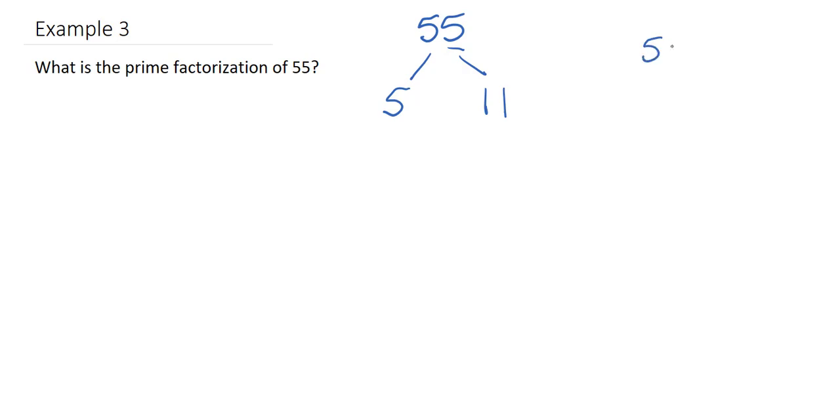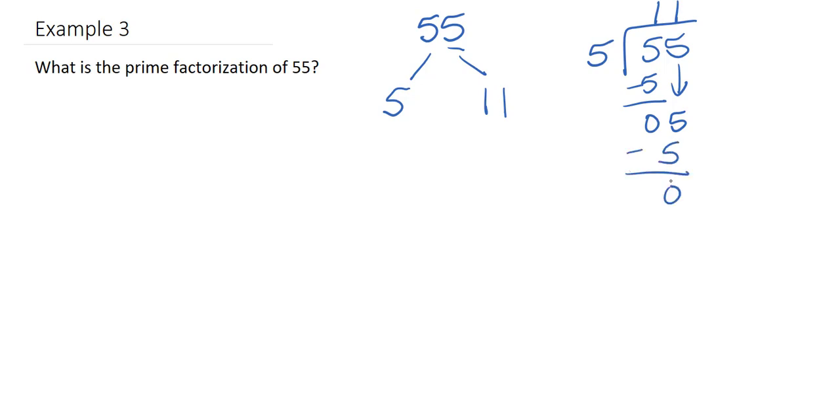If you don't remember, you can always do division because 5 can go into 5 1 time. So 5 times 1 is 5. We subtract, we get 0. Bring down the other 5. 5 can go into 5 1 time. So 5 times 1 is 5. We subtract that and we get 0. So that's how we get 11 there.